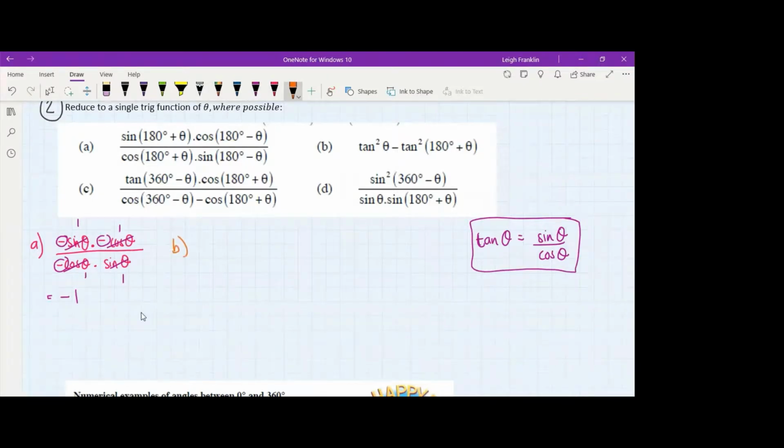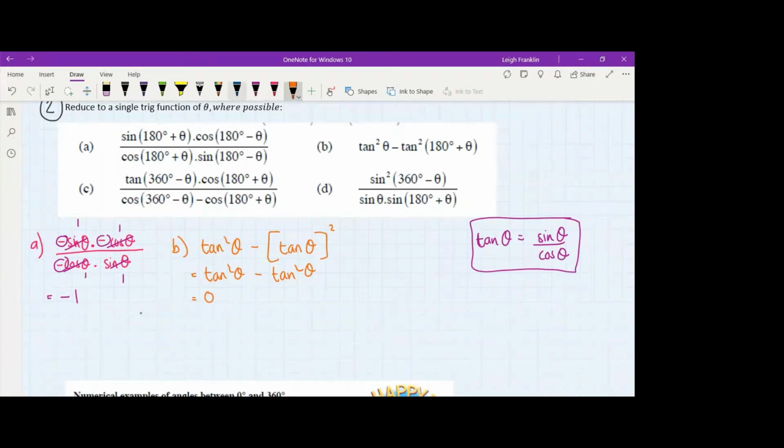All right, now question B. We've got tan squared theta, that's the first term, minus tan squared of 180 plus theta, that is quadrant number 3. So tan theta is going to reduce to a positive. Here it's going to reduce to tan theta like so, but this needs to be squared. So now we end up with tan squared theta minus positive tan squared theta, and anything subtract itself in maths, we should have ended up with 0 as our answer.